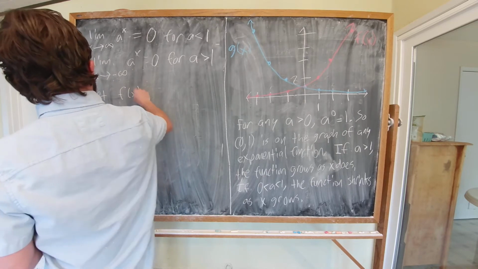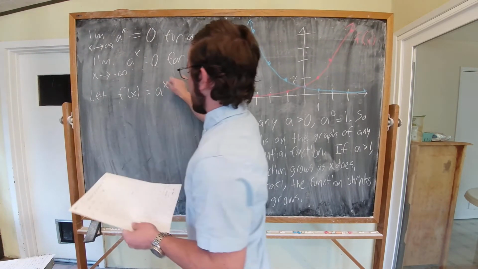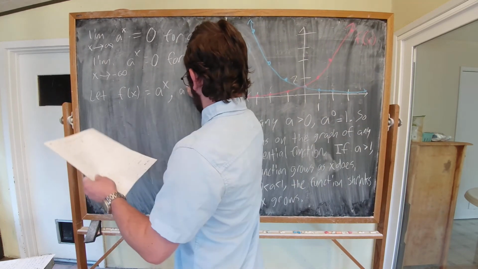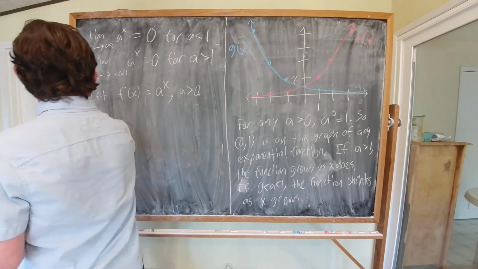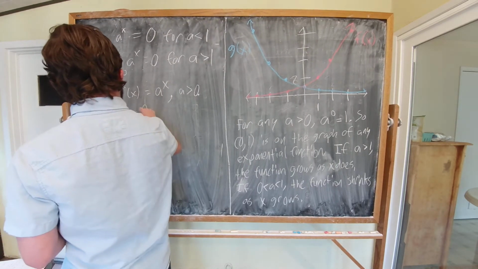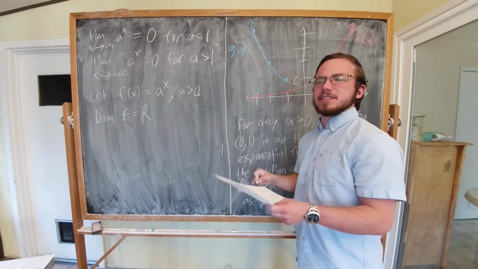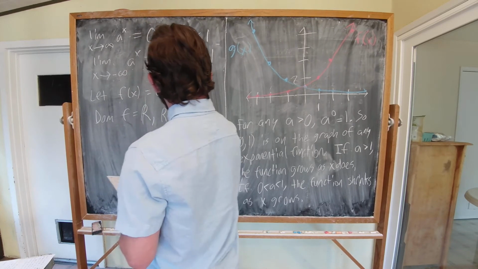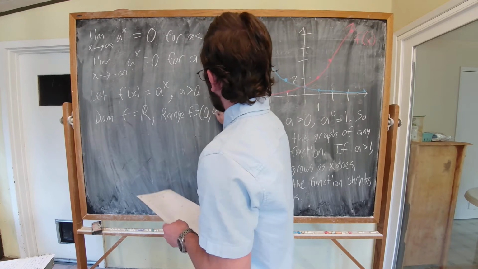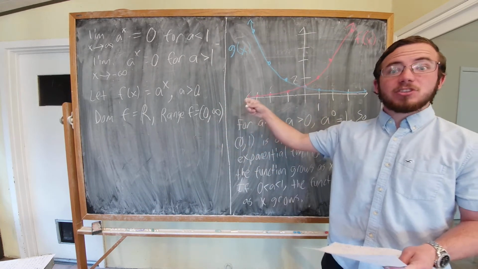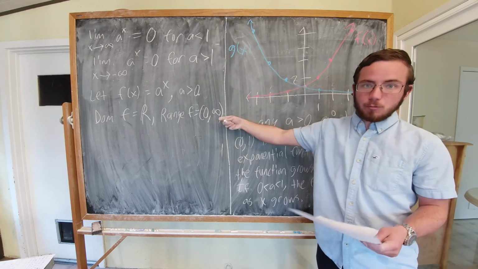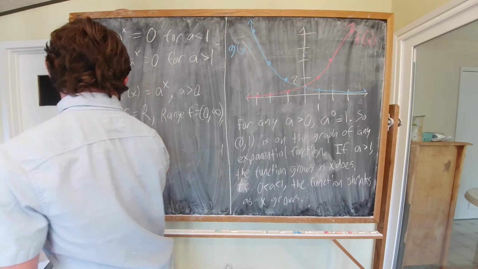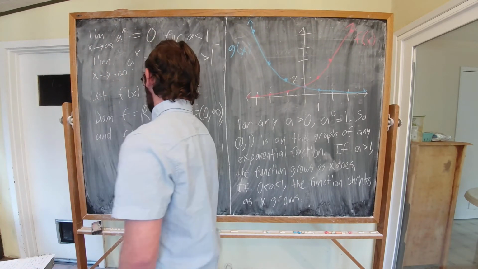Let's let f of x equal a to the x, with no restriction on what a is, as long as a is greater than 0. Then the domain of this function is all real numbers. This exponent is always going to be defined. The range of the function is the open interval 0 to infinity. So we can get all positive numbers, not 0. It limits to 0, but it never equals 0. And f of x is continuous, even differentiable.